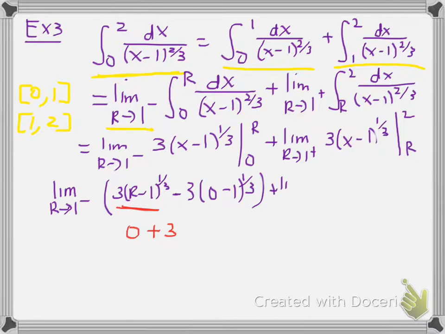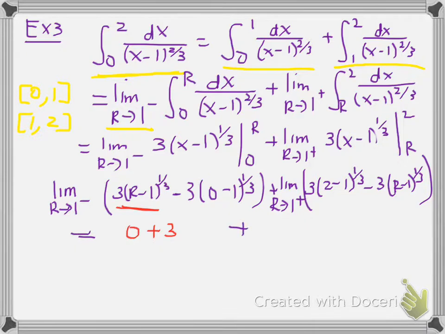So let's look at the other one. Now we can put plus the limit as r approaches 1 from the right of 3 times (2 minus 1) to the 1/3 minus 3 times (r minus 1) to the 1/3. Okay, and over here, now we can put an equal sign. This first term is going to be 2 minus 1, which is 1, and 3 times 1 is 3. And then r minus 1, so r is 1, so that's just going to go to 0. And so we have a final answer of 6, which tells us that our integral converges.